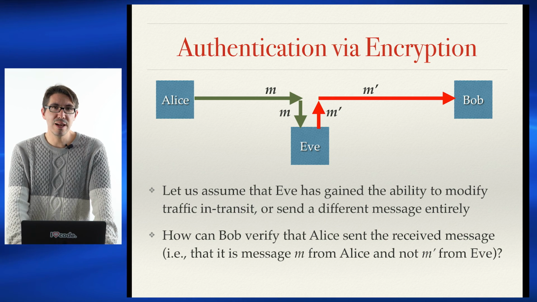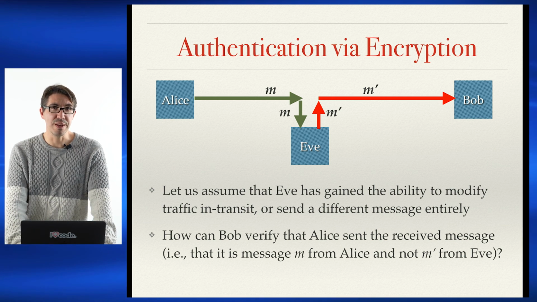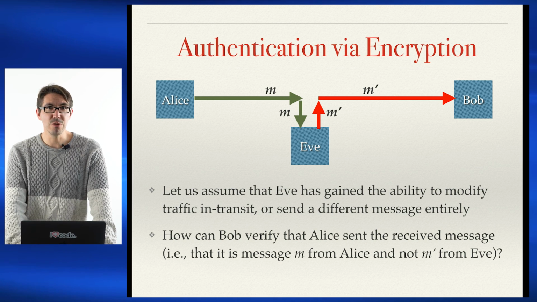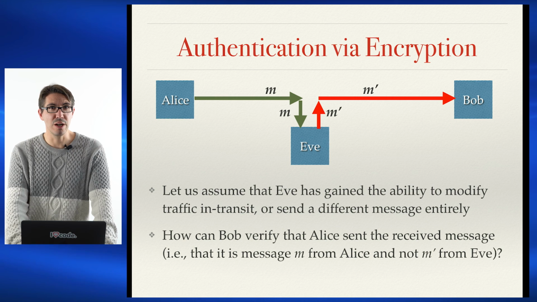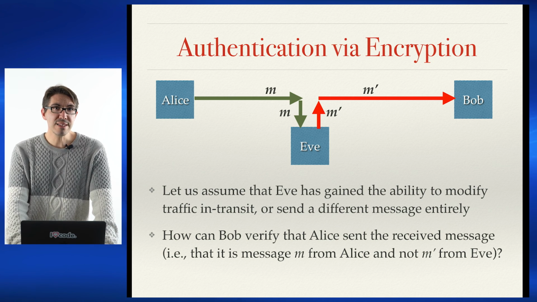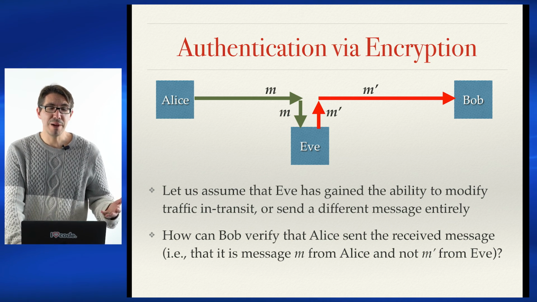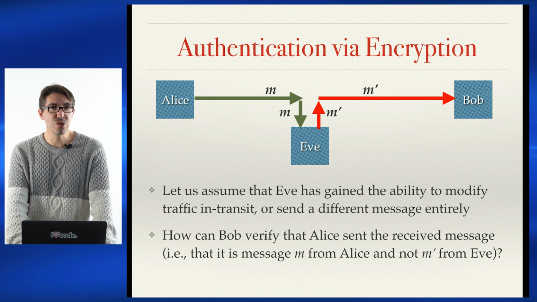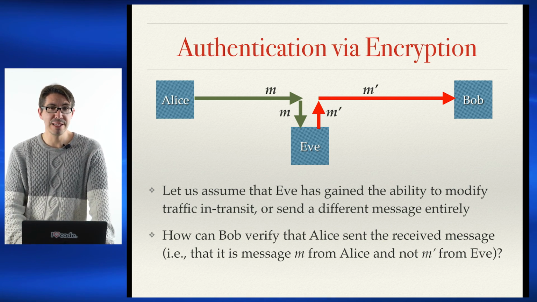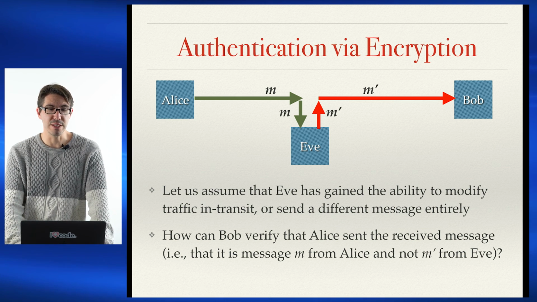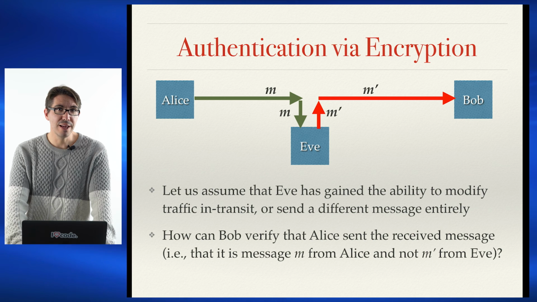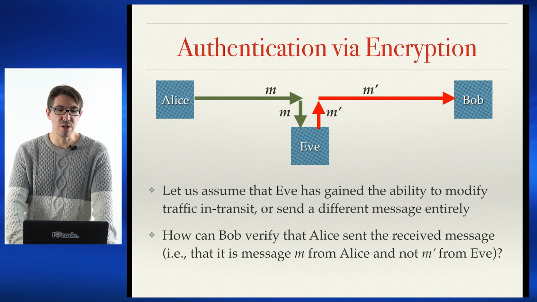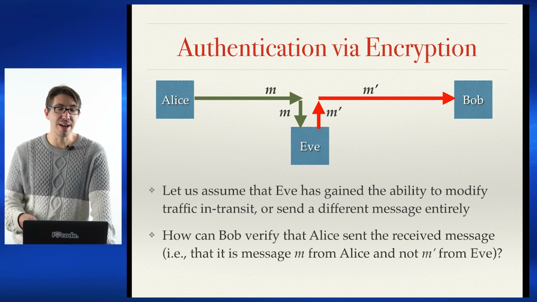So besides just sending encrypted messages over the network, something else that is going to be very useful and very important in terms of cryptocurrencies and blockchain technology is authenticating via encryption. Let's assume that Eve has upped her power level, and now not only can she eavesdrop on the network, but she can actually modify messages in flight. Okay? So she could send her own message to Bob. Alice sends a message, but Eve intercepts it and sends her own message. So how can Bob verify that Alice was actually the one who sent a message and not Eve? That is, we got message M and not M prime.